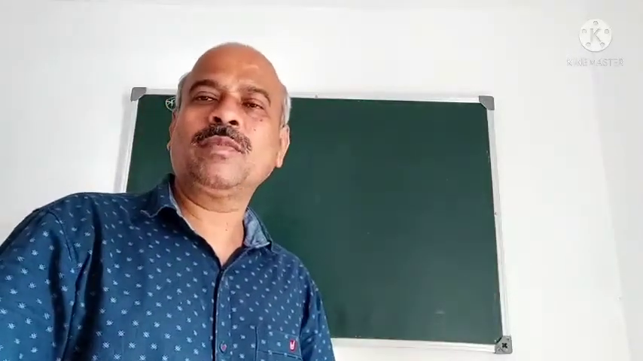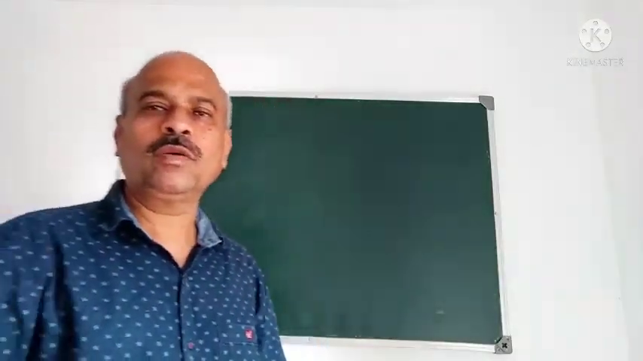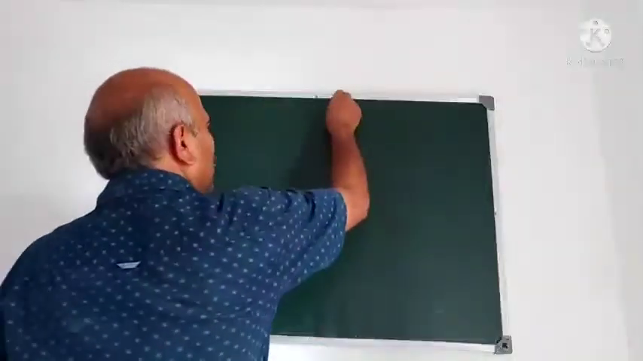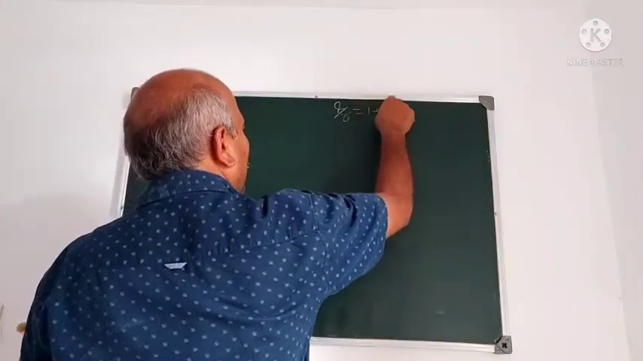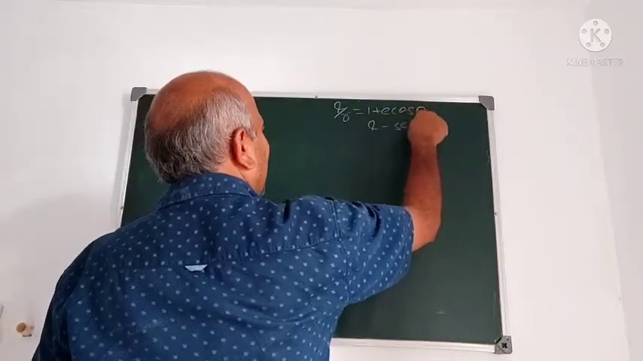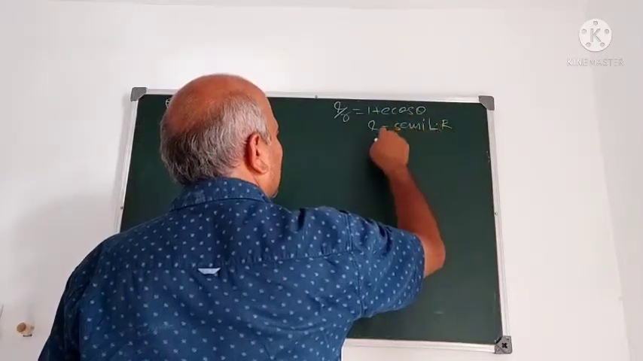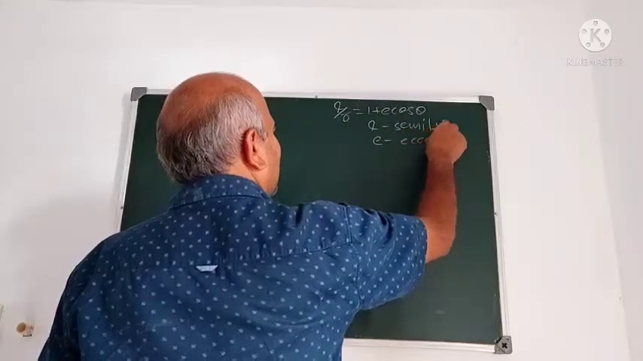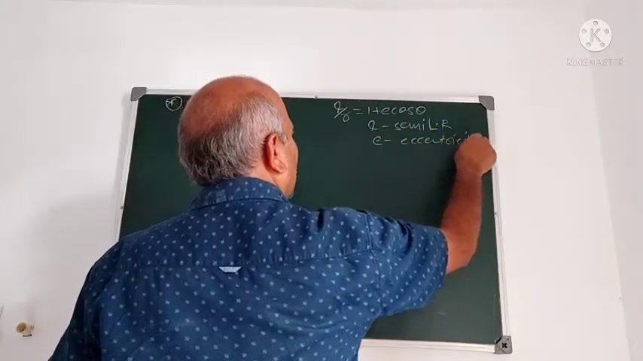I will show some more examples on the polar equation of the conic. What is the polar equation of the conic? L by R is 1 plus E cos theta. What is L here? L is the semi-latus rectum. E is the eccentricity of the conic.